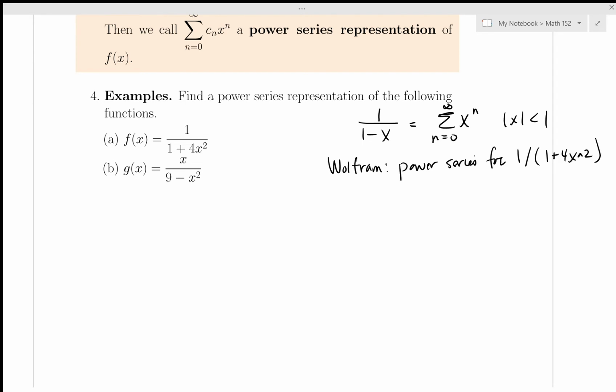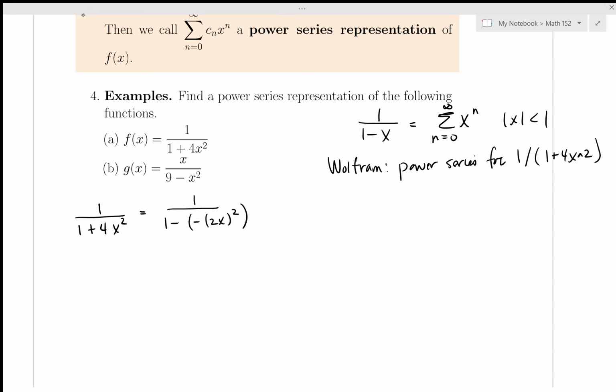So what I'm thinking is, I'm thinking of starting with the geometric series, and so I'm going to look at this here. I see 1 over 1 plus 4x squared, the function I want to find the power series for. I could rewrite that like this: 1 minus minus 2x squared. Okay? Because that is the same as 1 plus 4x squared.